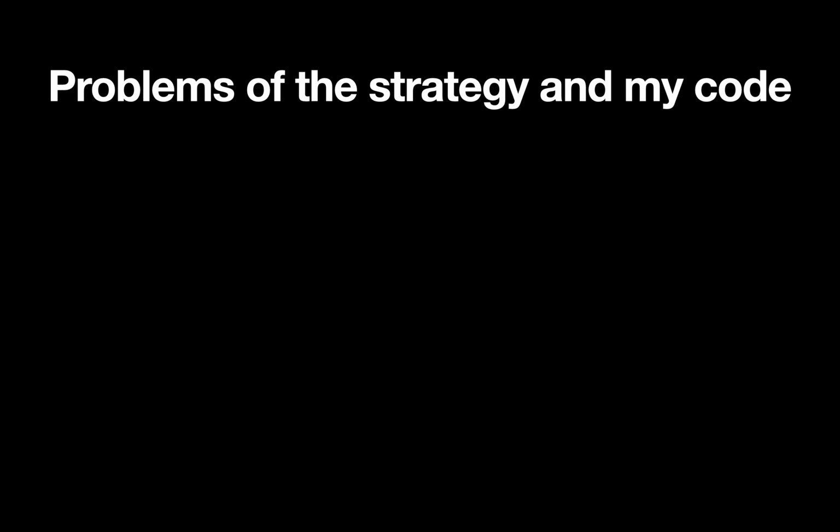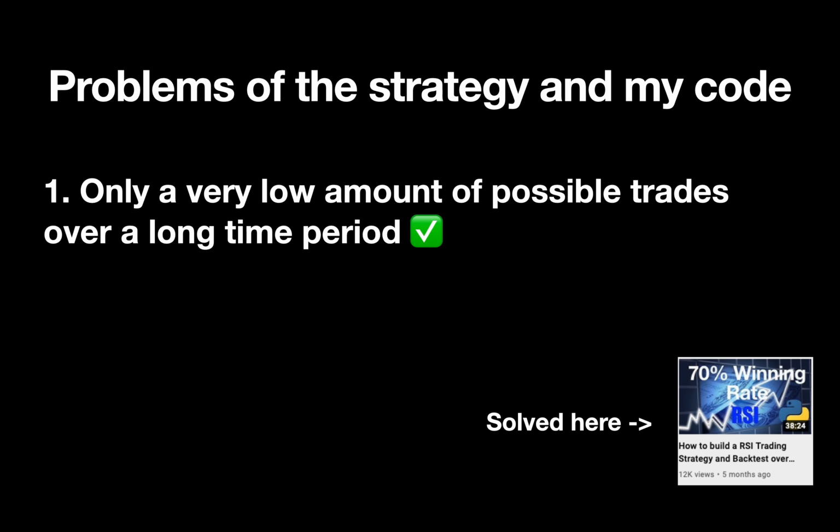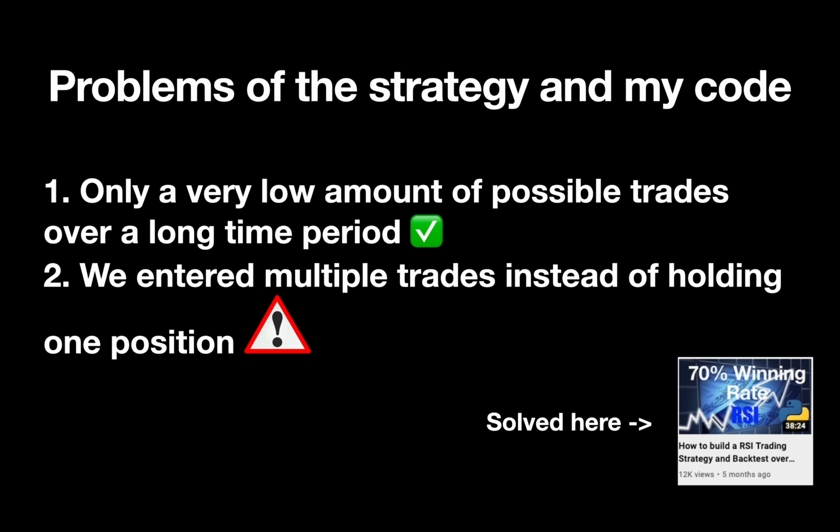So what were the main problems with this strategy and also my code? The strategy's problem was there were only a low amount of possible trades over a long time horizon. I've already accounted for that in this video here, where I applied the strategy on all individual 505 S&P 500 stocks. But the main problem in both videos was that we entered multiple trades instead of holding one position, and this is what we are accounting for in this video. We are also using some libraries this time to have less code and taking a look at measures beside the winning rate, such as the net and average profit of the trade.